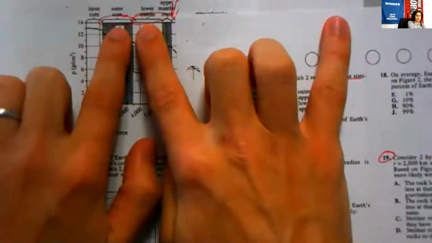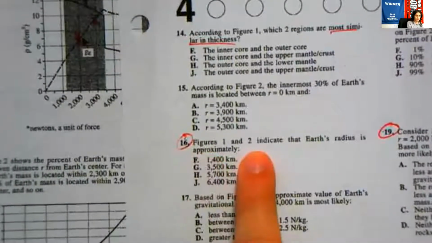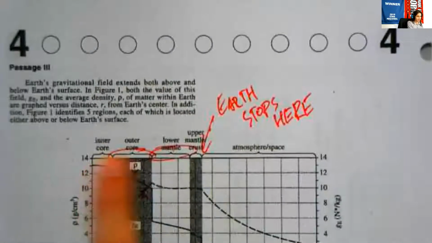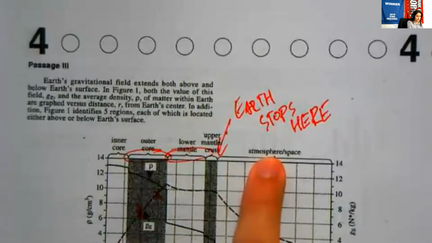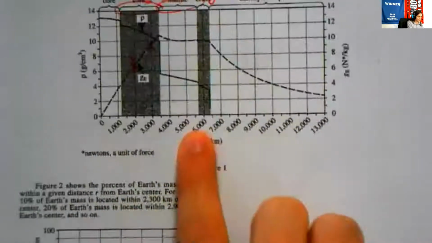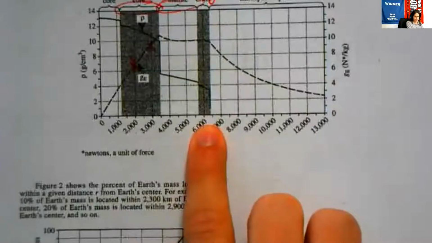Number 14, most similar in thickness. You're just picking out the things that look the same width, guys. Outer core and lower mantle. Earth's radius. People struggled with this question. It says, look at figure 1, figure 2. How could I figure this out? Well, here's figure 1. Inner core, outer core, lower mantle, crust, space. Where does Earth stop? Crust. How big is that? Bigger than 6,000. That's the 6,400 answer there.